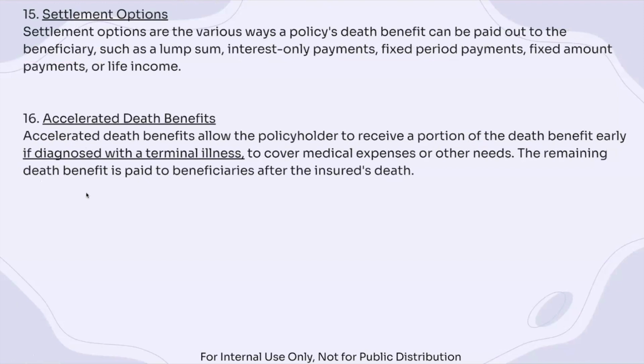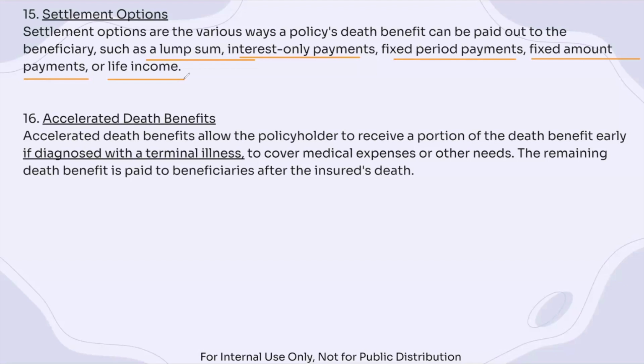All right, settlement options. There are various ways that a policy's death benefit can be paid out to the beneficiary. We've looked at designations, but what are some ways? Well, there can be lump sum, interest-only payments, fixed period payments, and fixed amount payments. Also life income payments too. Pretty self-explanatory. Life income just means for the entire life of the beneficiary. And it really just depends on the policy.